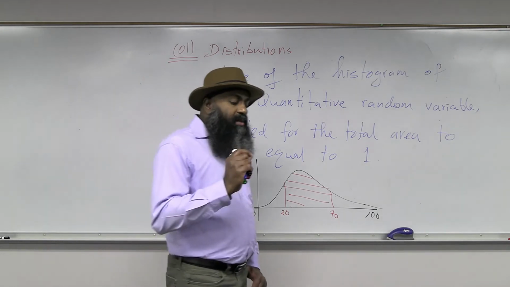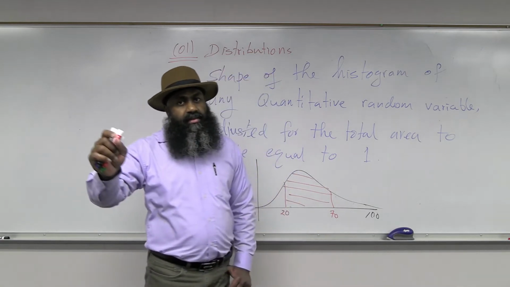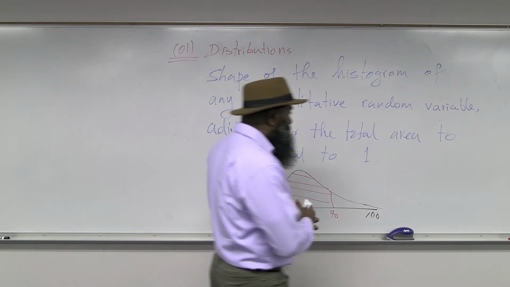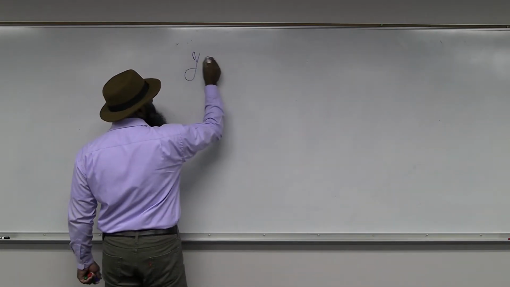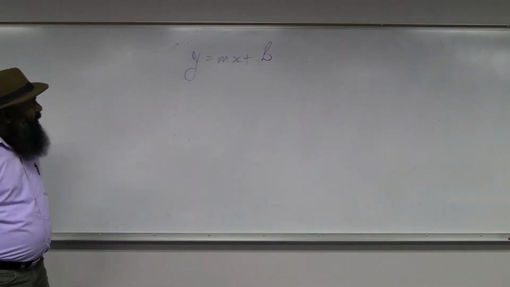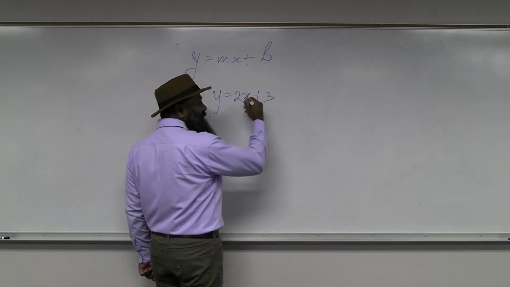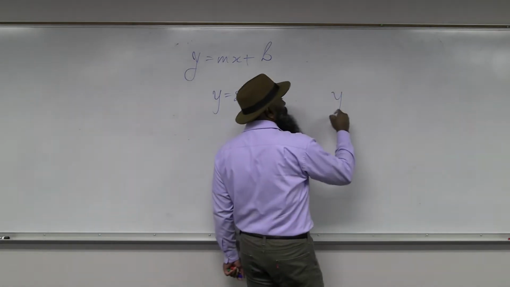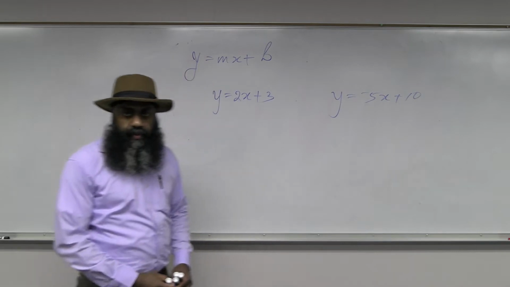So, when you have a fixed shape, will you always have an equation? Well, think about straight lines. In mathematics, we say y equals mx plus b represents a straight line. Say for example, y equals 2x plus 3. Now this is a straight line, right? And y equals negative 5x plus 10. That's also a straight line.